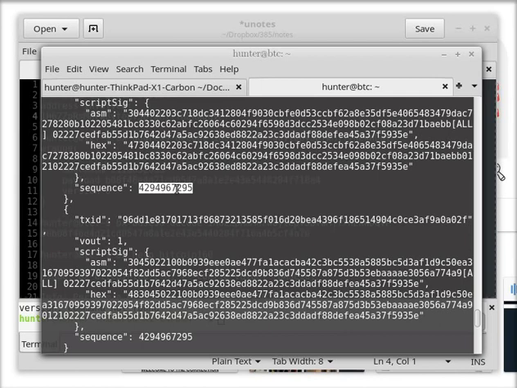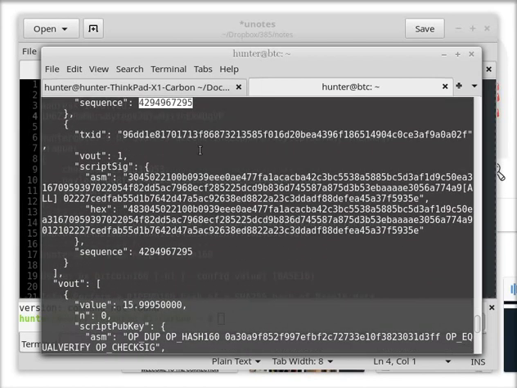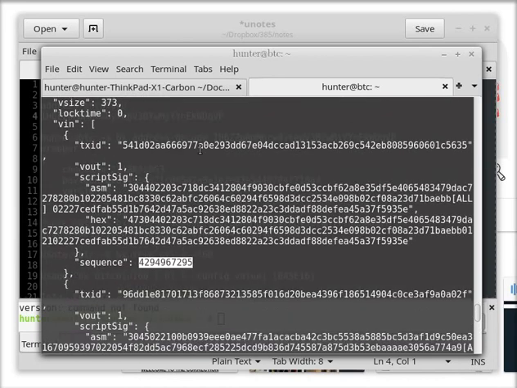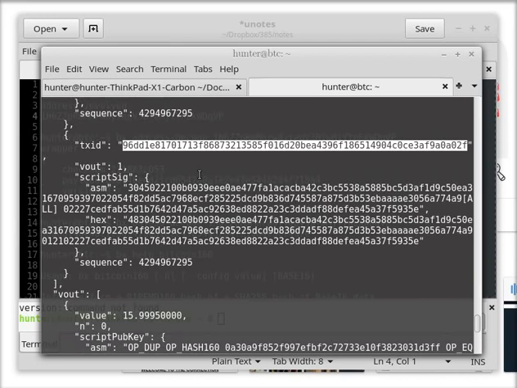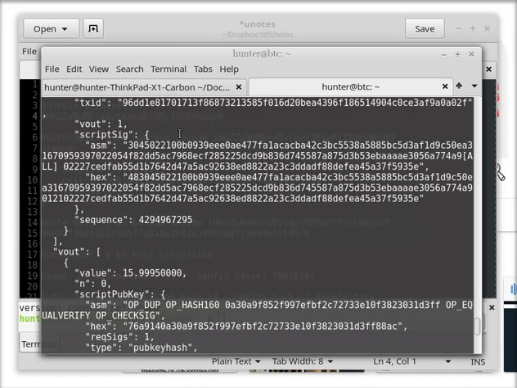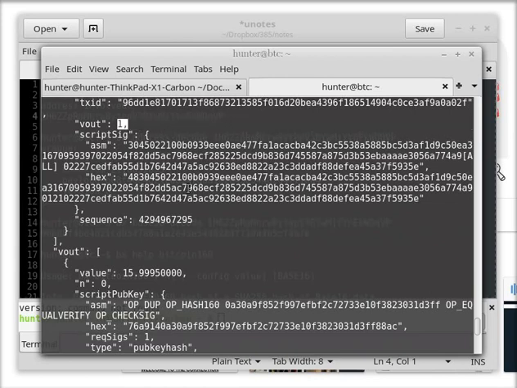Sequence number, this is just all F's. It's not being used. And so this is another input. So for this transaction, there are two inputs. This is a reference back to the transaction that it came from. This is its index, 1. It's 0 based, so there was something else besides that.